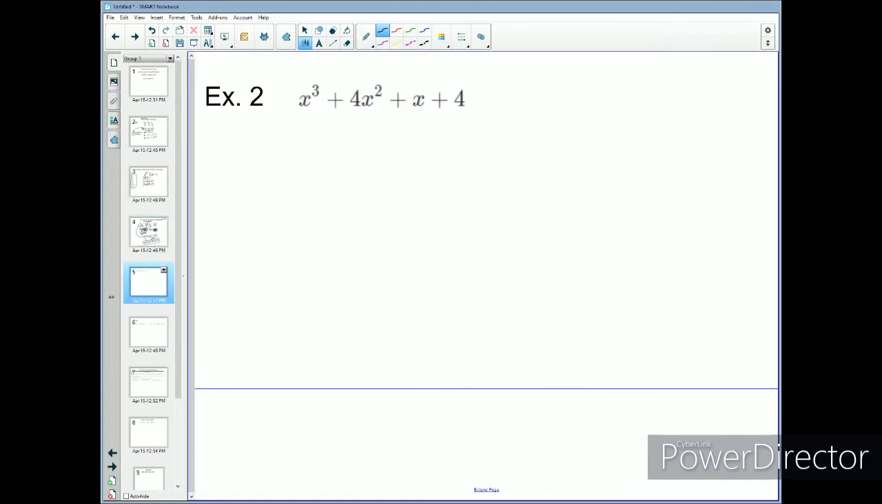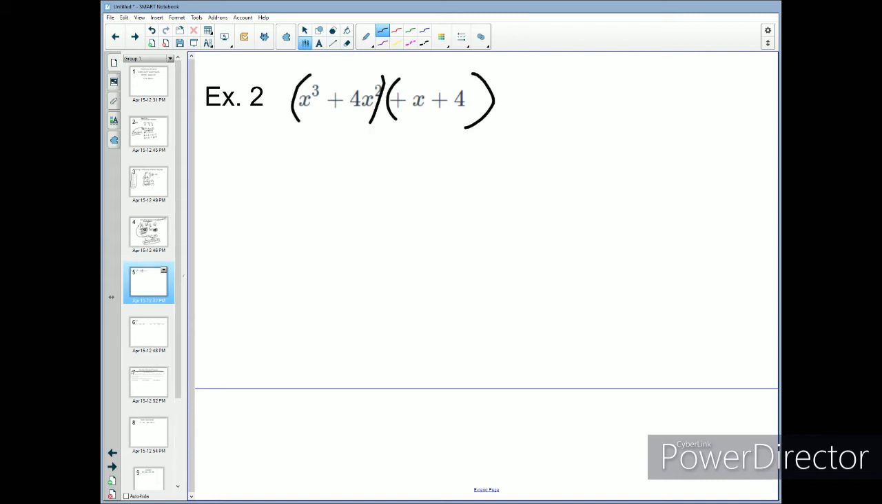Here's another example. We're still not solving yet. We'll get there, I promise. The video is X minutes long. We will solve before we get to X, I promise. All right. X cubed plus 4x squared plus x plus 4. Here's another polynomial. We're going to do the same thing. We're going to go ahead and group.